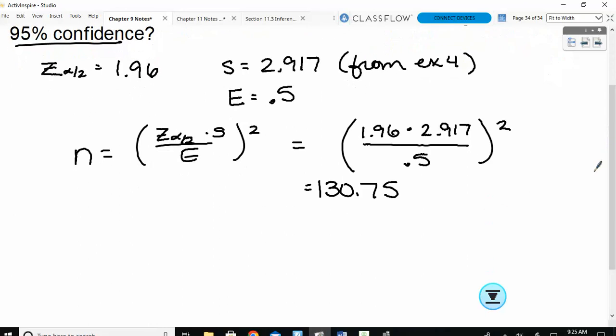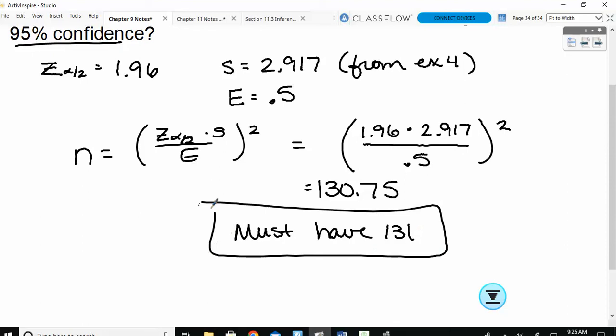So I got 130.75. Again, if you rounded your standard deviation differently, you could get 131 point something or 129 point something. So please just make sure you're writing down the numbers you're using so I can check that. So would 130 people be enough? No. So we must have 131. So we always have to round up in this scenario. Any questions for me?